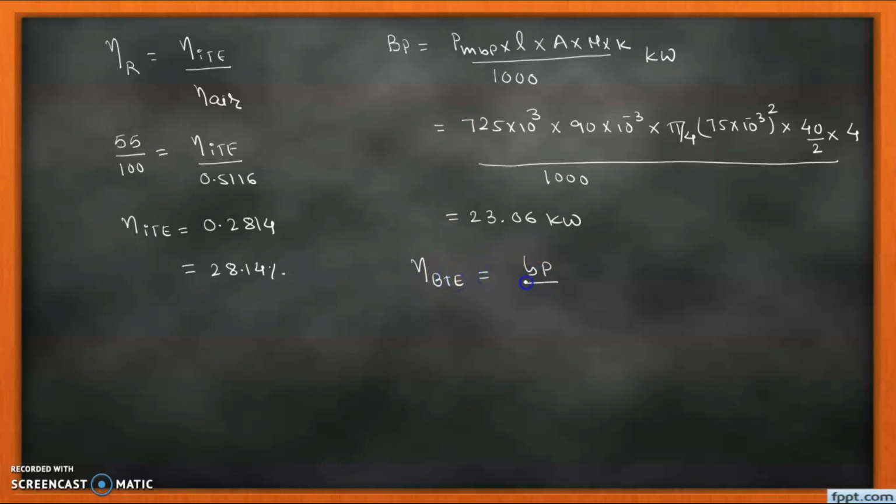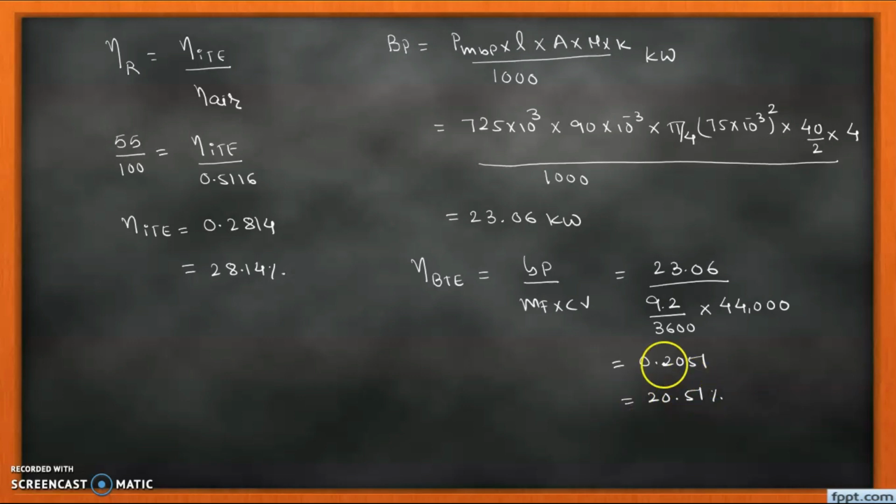And now from the brake power we can calculate the BTE, that is brake thermal efficiency, which equals brake power upon mf into CV. The brake power is 23.06, divided by the mass flow rate of the fuel, 9.2 kg per hour. We divide by 3600 to convert kg per hour into kg per second, and the calorific value is 44,000. Our final answer for the brake thermal efficiency is 0.2051. It means the brake thermal efficiency is 20.51%.